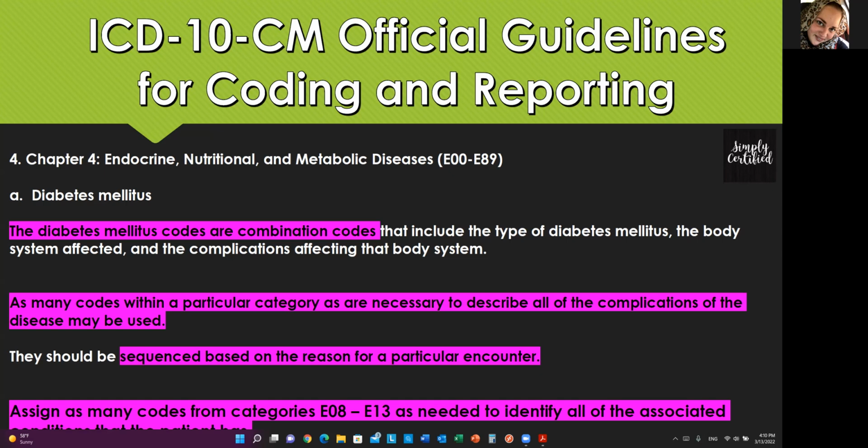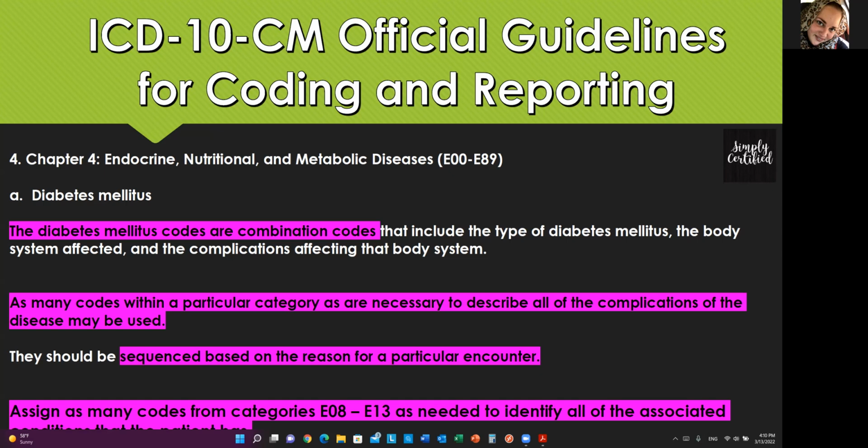You're not going to have any random E11s or E08 or E13 mixed in. The particular category is the E10. So you're not going to mix those up, but you can have all the E10s you need to describe what's going on with this patient today. And today is another keyword: this date of service.